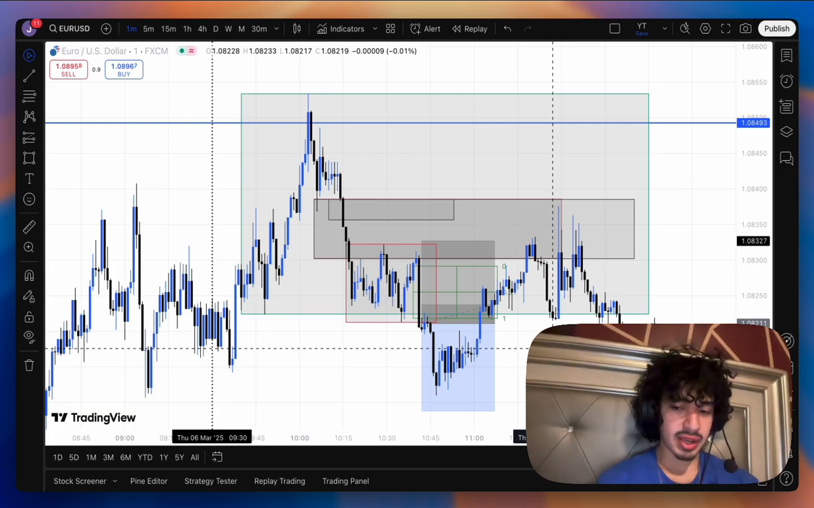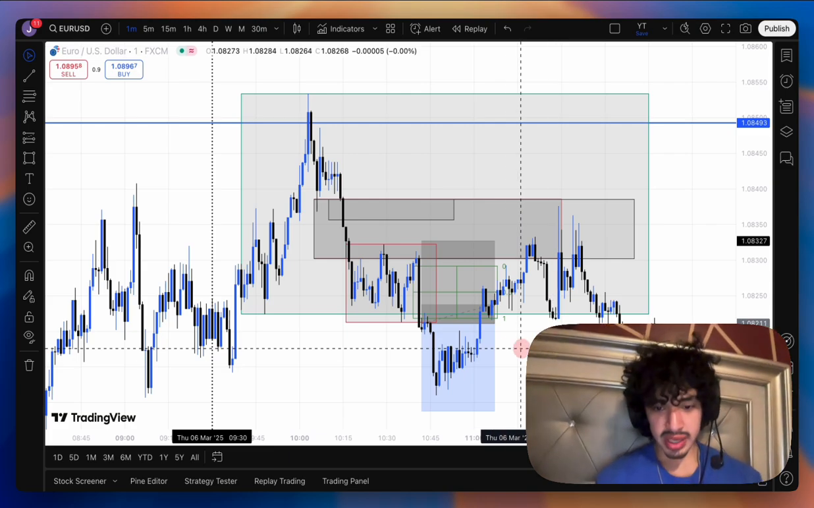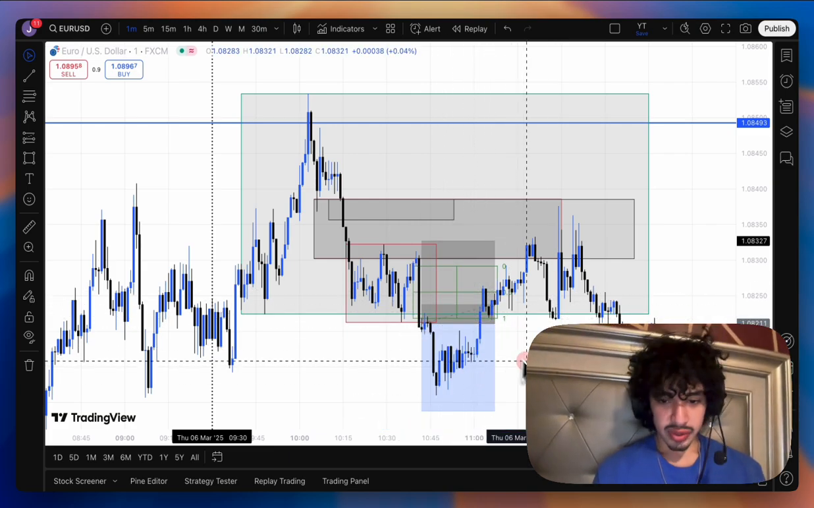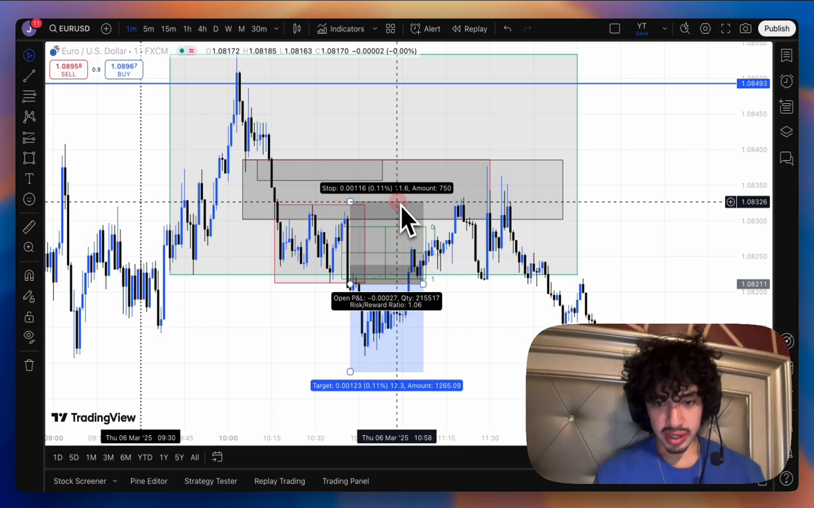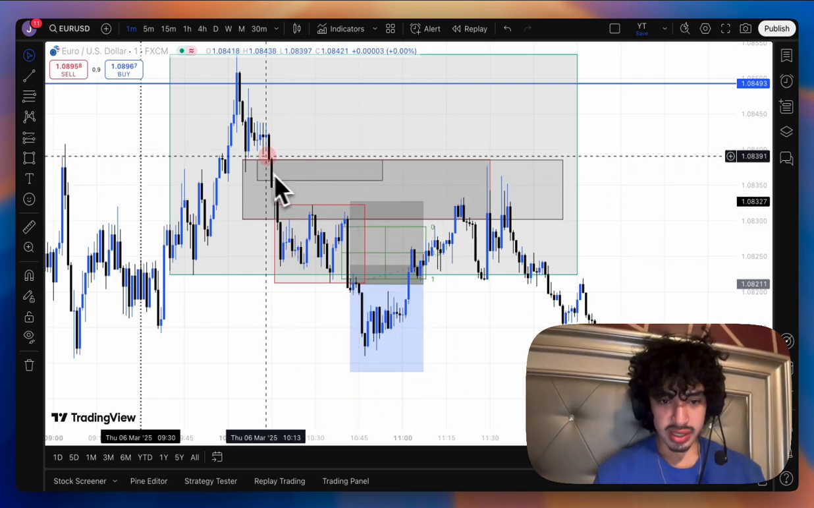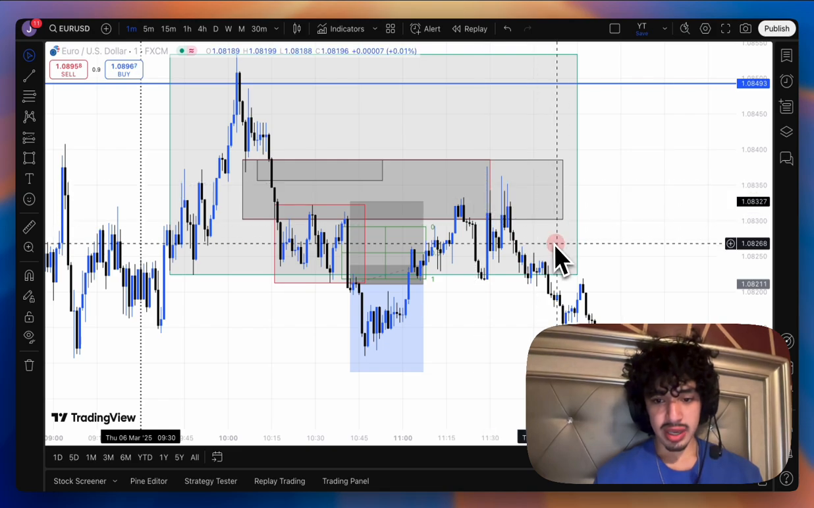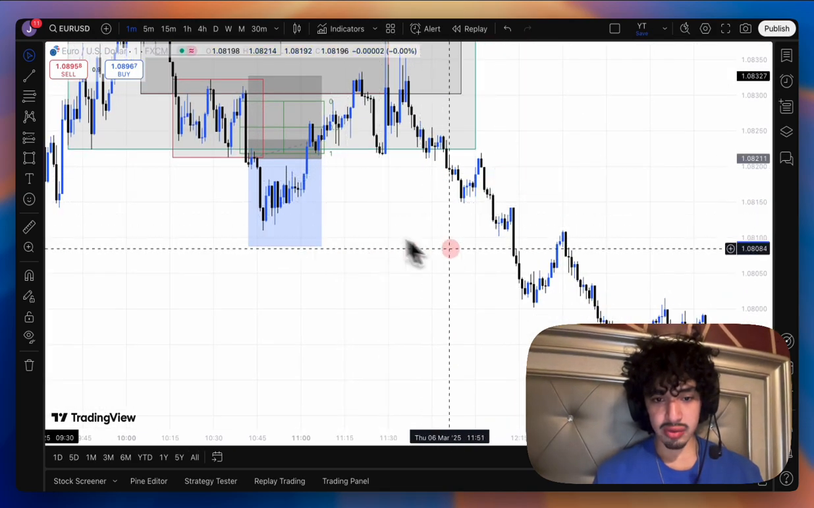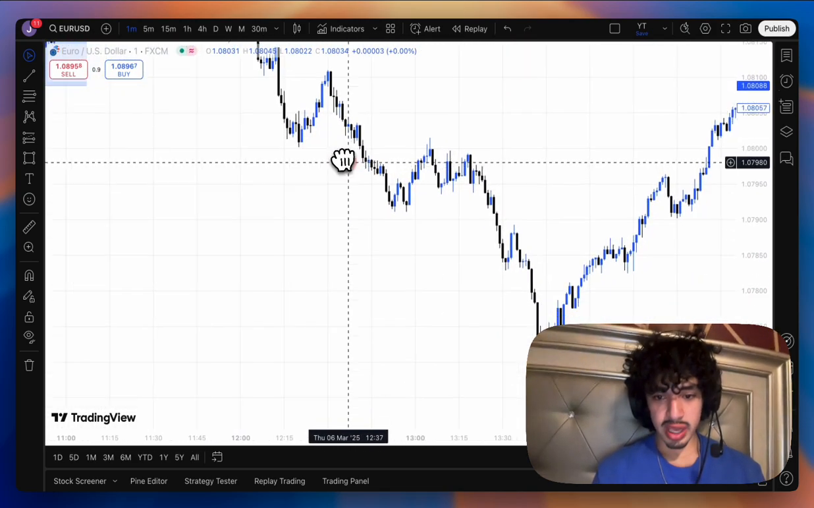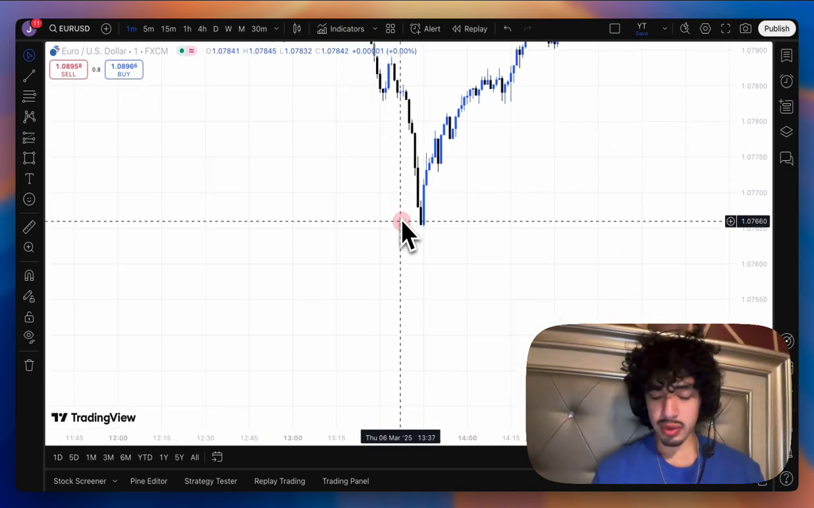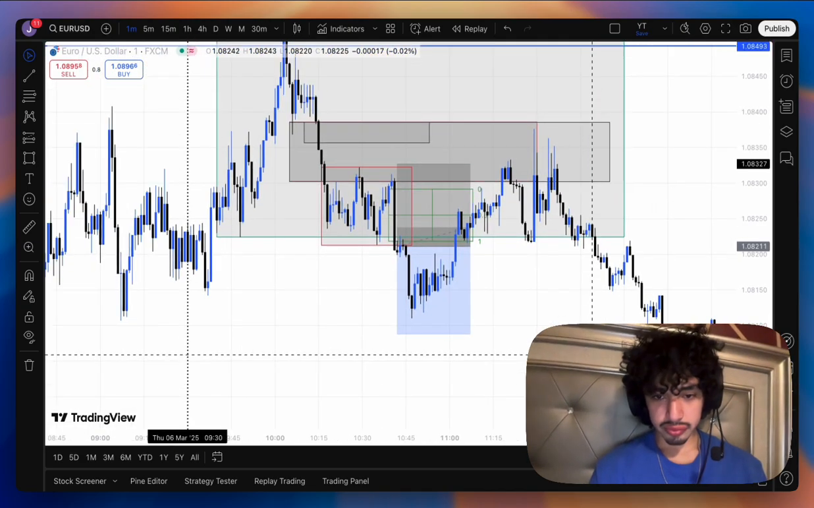Well, really we had the bias correct in general, because we were going shorts, right? We get stopped out, and then this whole thing is an imbalance in the 5-minute. This imbalance gets filled out, and then we start doing exactly what we wanted, and way more, right? Way more.